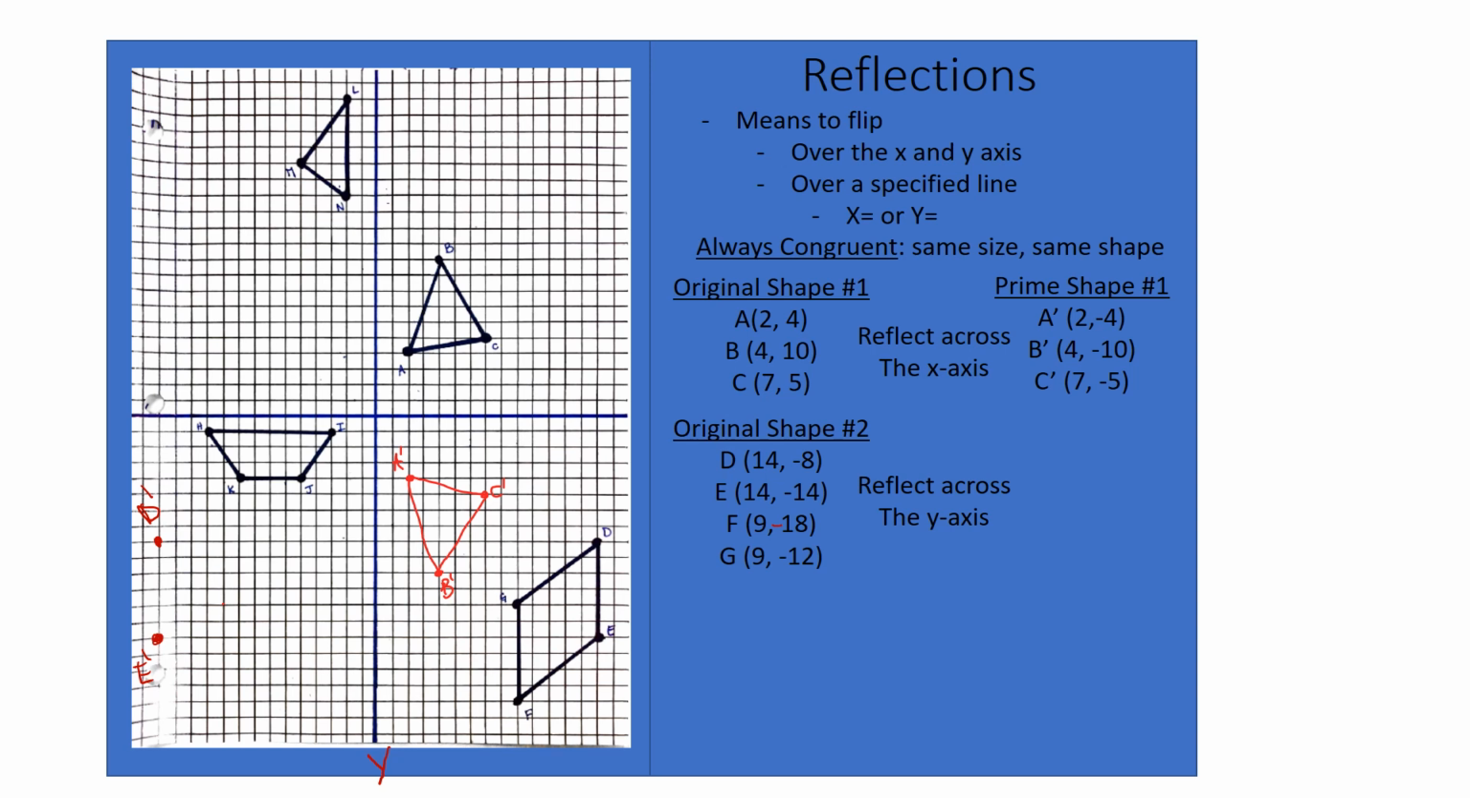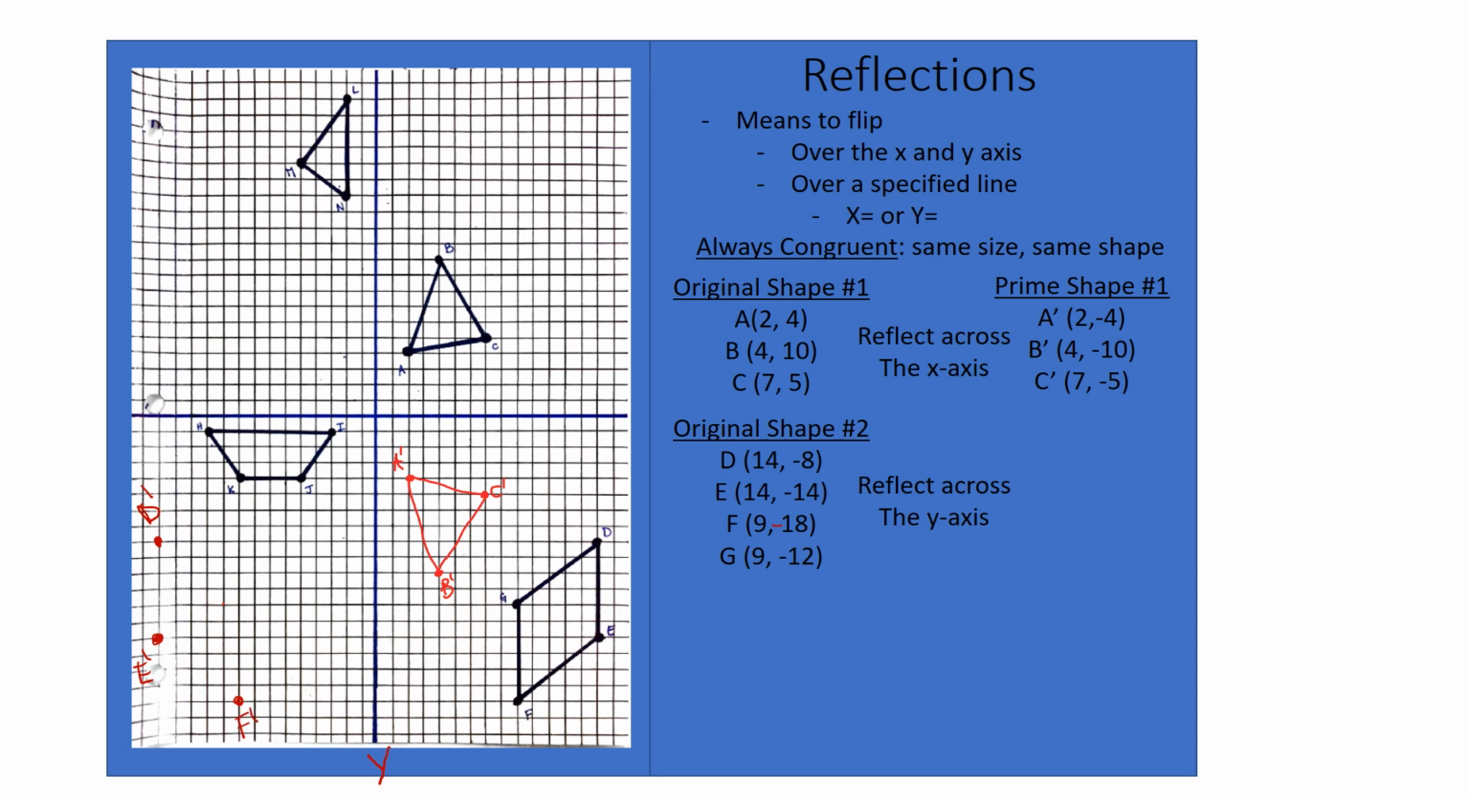For letter F, we're going to put our pencil on F and count to the y-axis. 1, 2, 3, 4, 5, 6, 7, 8, 9. And then I'm going to go 9 more across the line. And we can go ahead and make that point, and we're going to label it F prime.